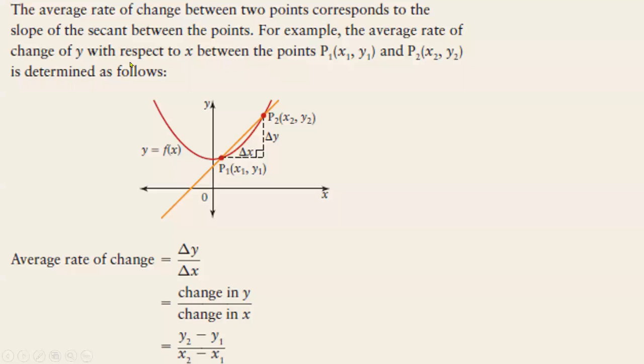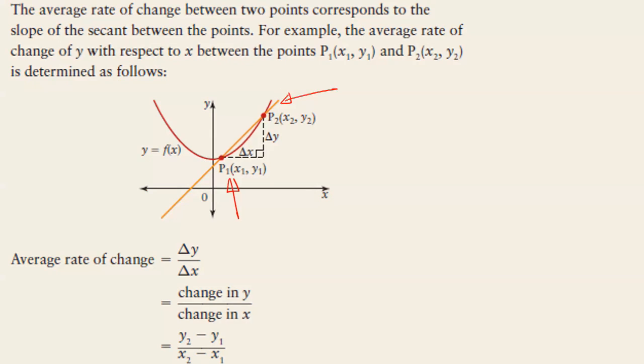So first of all, let's have a look at the concept of the average rate of change. The average rate of change between 2 points corresponds to the slope of the secant between the 2 points. For example, suppose we have a function whose graph is like this. The average rate of change of y with respect to x between the points p1, which is here, and p2, which is here, is determined as follows.